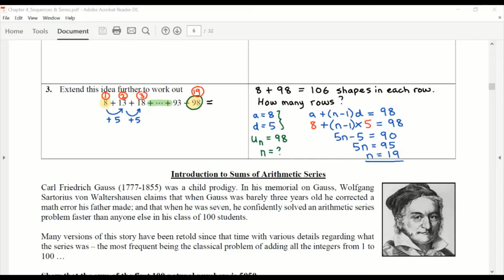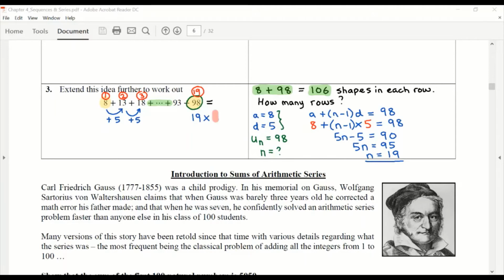So I've not got much room. I'm going to have to do this underneath. So in my investigation, I know that in the numerator, the number of terms I've got is 19, okay? I know that I'm multiplying it by the sum total of the first and the last terms, which is also the sum total of the number of shapes I have in each row. Okay, so it's that number there. Now I've already established that number, it's 106. So I'm going to write that in.